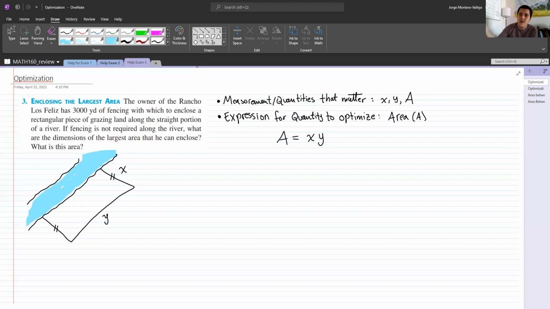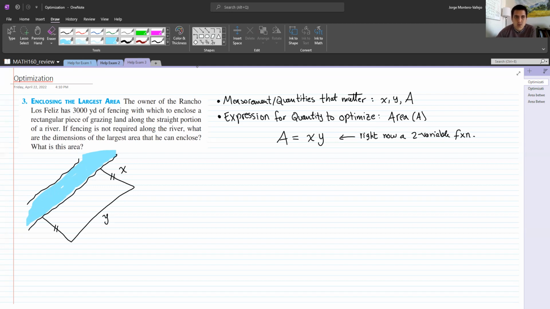We know that the next step is to make sure that this expression to optimize depends only on a single variable. At this point, it depends on both X and Y. It's a function of two variables, X and Y, so we need to change that. This is right now a two variable function, and we don't like that. We need to make it into a single variable function.